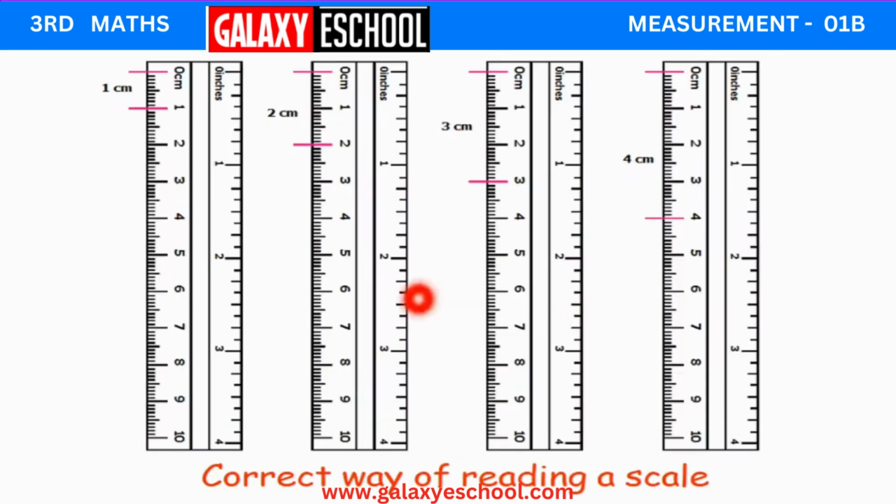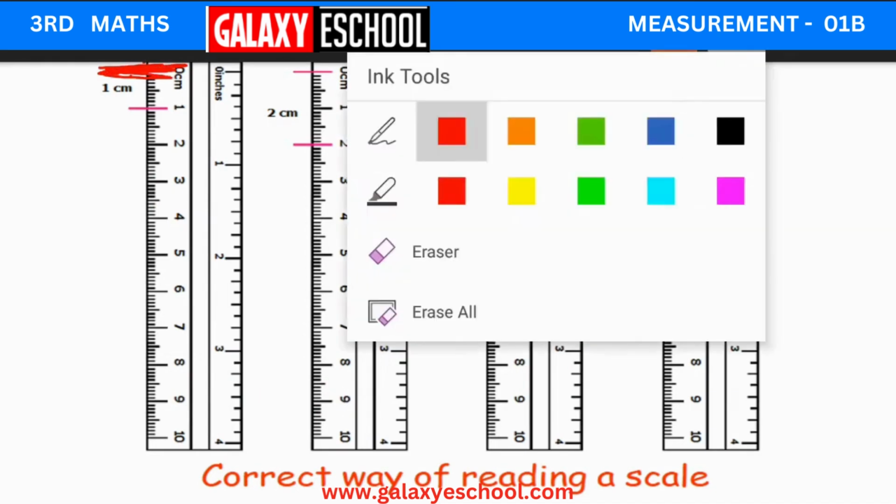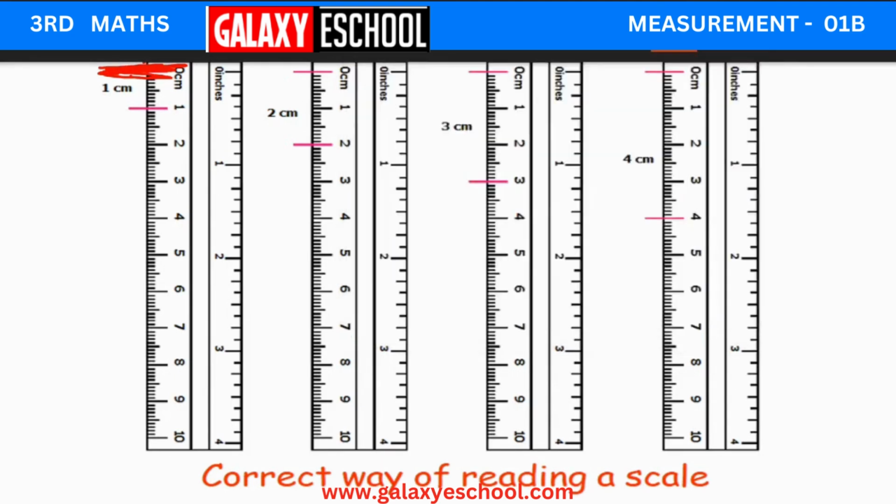Clear, children? So now again we have a correct way of reading a scale. Whenever you are reading a scale, what did we do in the previous example, for measuring the pencil also? We placed our pencil from 0 centimeters. So whenever you are measuring, you have to start from the 0 centimeters. You have to make sure that you are placing the end point at the 0 centimeters.